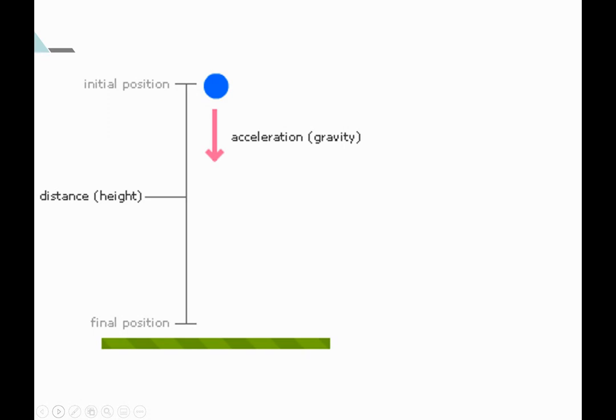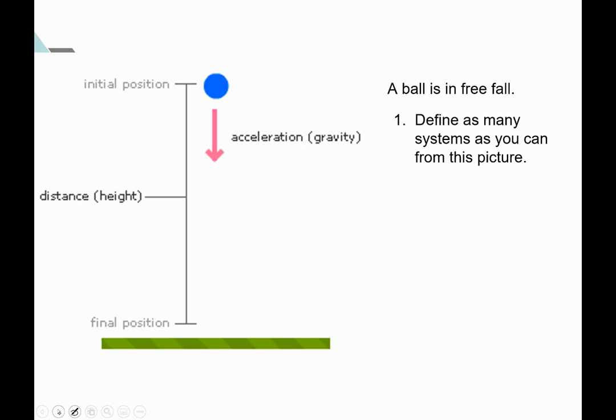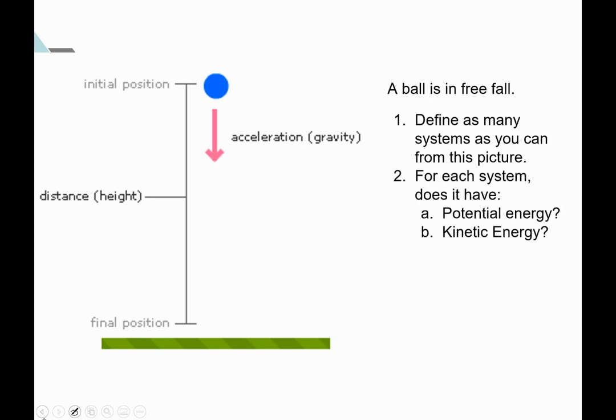So if you're looking at this system, how can you identify your system? Define as many systems as possible, and for each system, you want to look at, does it have potential energy? Does it have kinetic energy? The thing that's important for you to recognize is when we're looking at just the ball alone, the ball technically only has kinetic energy.